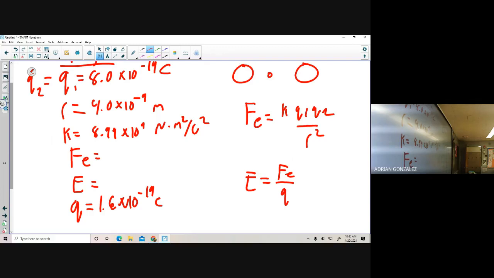Okay, so you should be doing 8.0 times 10 to the negative 19 times 8.0 times 10 to the negative 19 divided by 4.0 times 10 to the negative 9 meters. And what must you make sure you do to that bottom number? Because if you don't do it to the bottom number, it's going to screw up your answer. Square it, yes. Okay, don't forget to square that bottom number. And you multiply that by the K value.